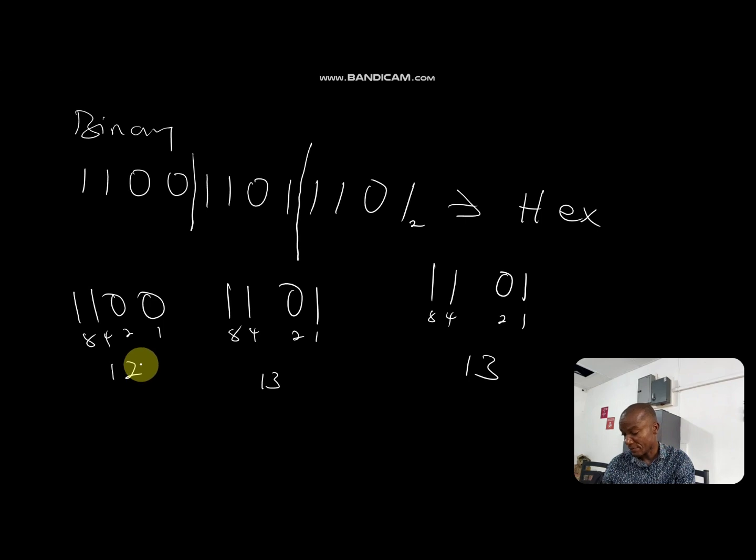Now in hexadecimal, we don't write 12. So 12 is C. 13 is D. And 13 is D. So my answer is C, D, D, base 16.